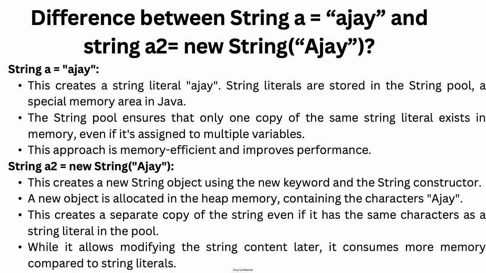Whereas string a2 is equal to new String("Ajay") creates a new object using the new keyword and the String constructor. The new object is allocated in the heap memory containing the characters Ajay, and this creates a separate copy of the string even if it has the same characters as a string literal in the pool. While it allows modifying the string content later, it consumes more memory compared to a string literal. So if we want to declare any string, we should go with the first approach. It saves a lot of memory.